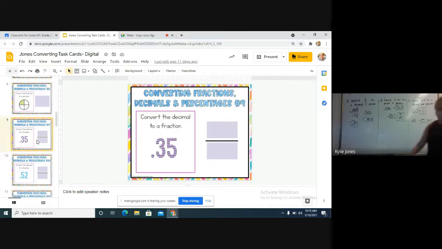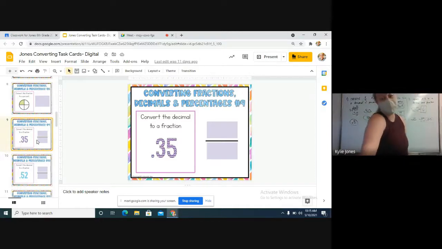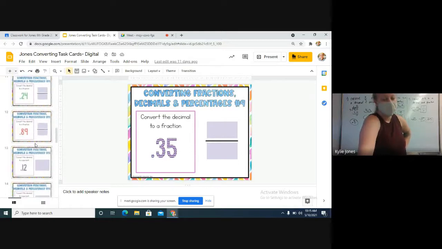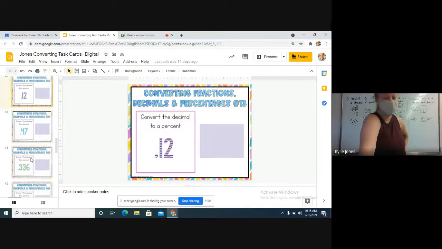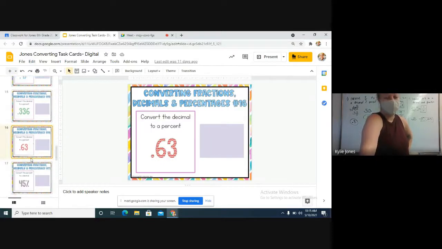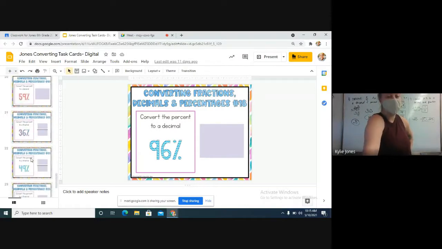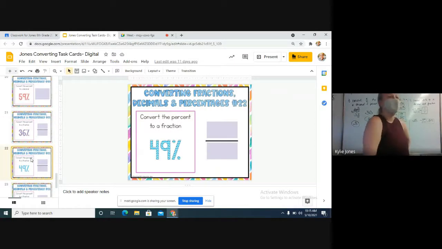And then there's 4 that are decimal to fraction. And then you've got 4 that are decimal to percent, 4 that are percent to decimal, and 4 that are percent to fraction. So lots of different ones.